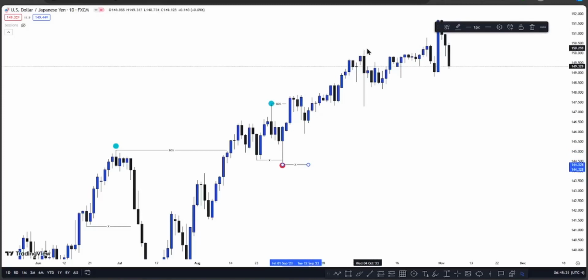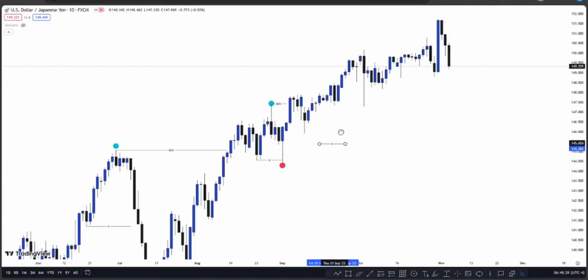For this high to be confirmed as a valid high, inducement has to be taken. So our inducement will be transferred from here to this point here, as you can see. So that's your inducement in the market. And as you can see, inducement has been taken, and therefore this high is confirmed as a valid high. This is our high.